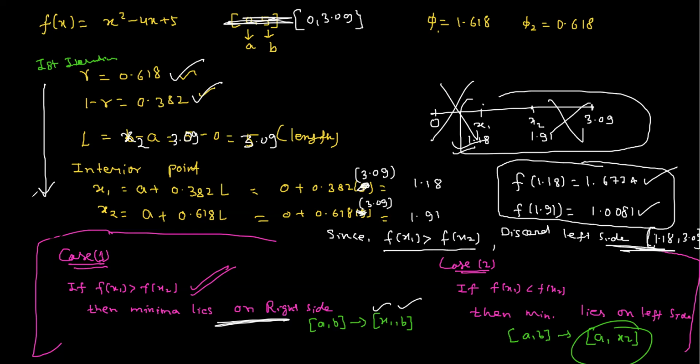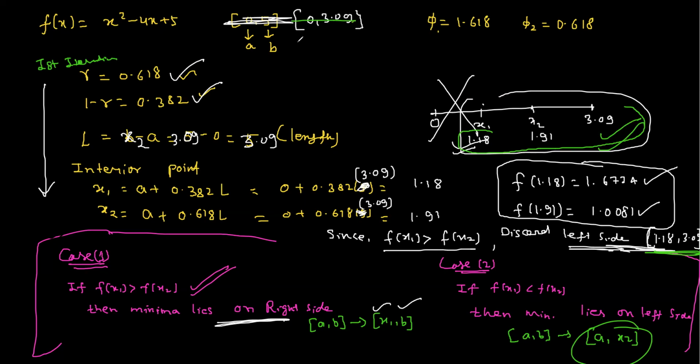Understood? Because you are going to find the minimum value, right? So you discard the left side. Left side means from 0 to 1.8 is not needed. Yes, minima lies on the right side. Understood? So your new interval will be from 1.18 to 3.09. Understood? Yes. In the third iteration, repeat the same procedure.